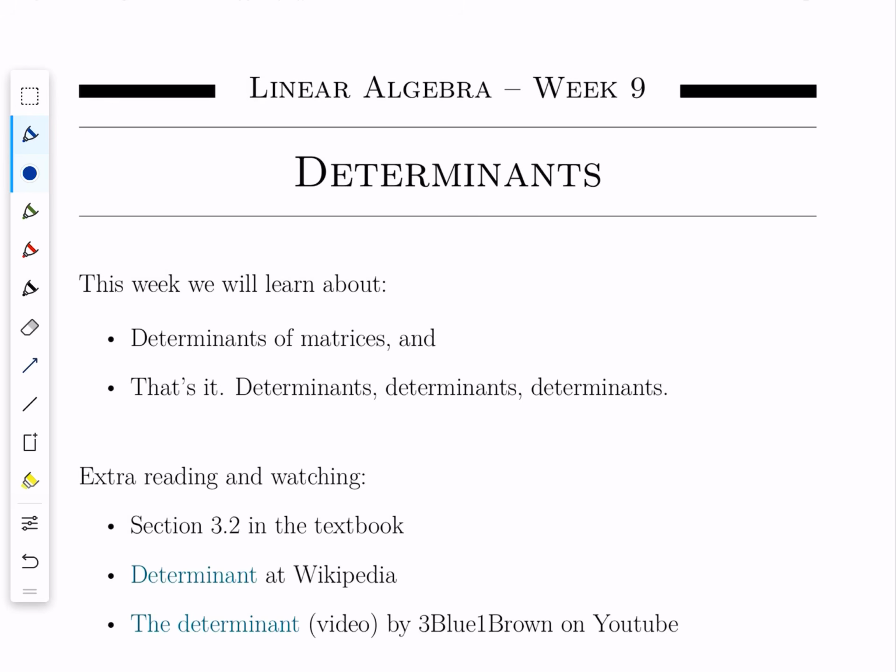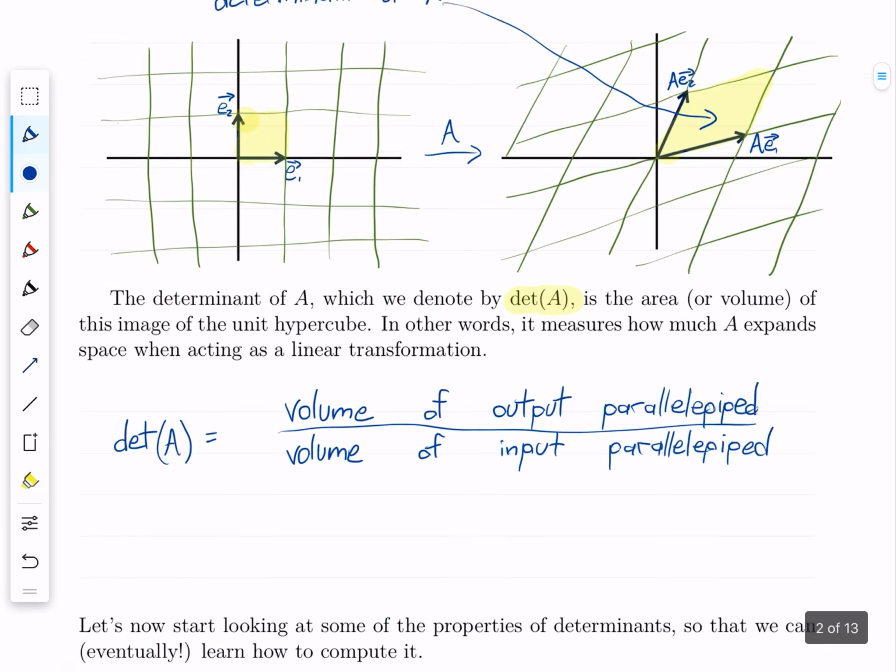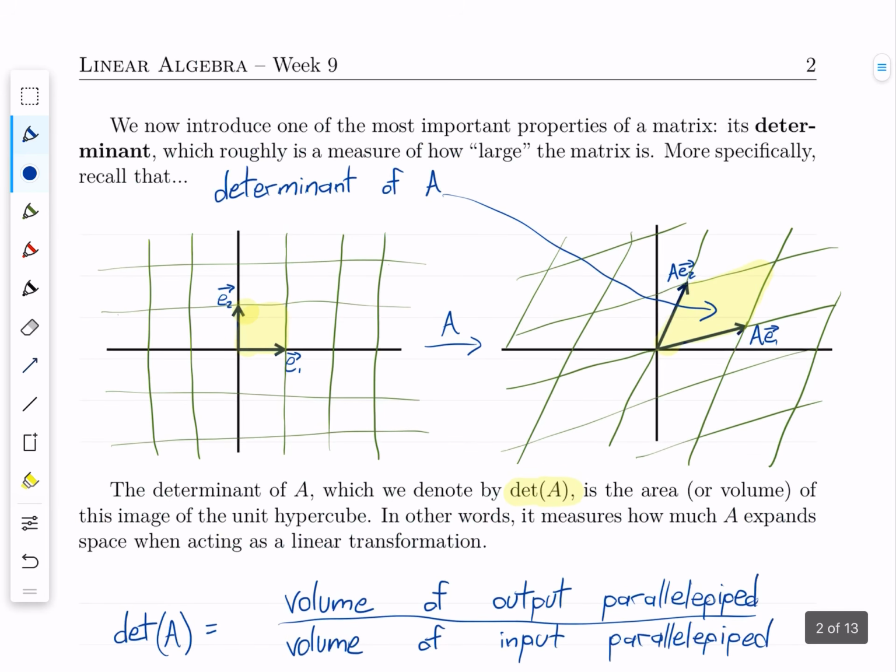Hey folks, welcome back. So today we're going to be learning about how to actually compute determinants. Remember last lecture we learned some of the basic properties and we learned what determinants represent. They represent the area, the sort of growth factor of a linear transformation. And today we're going to see how to actually compute it.